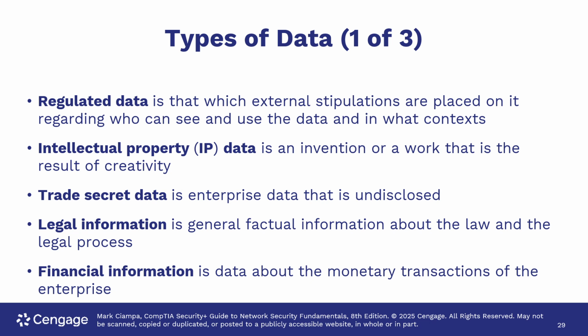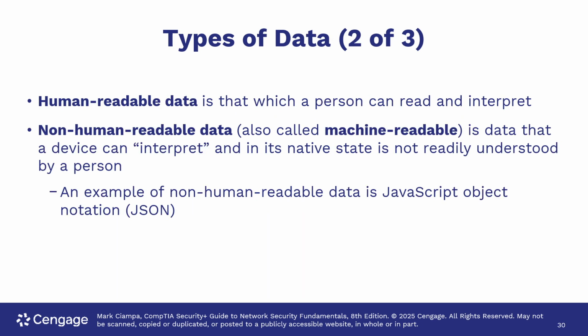Your legal information is generally factual information about the law and the legal processes. And you have financial information, data about the monetary transactions of the enterprise. You don't want those to be leaked out or compromised, so those are important. You also have what are called human readable data. That means you can look at it and read it just like you would read a newspaper. They can read it and interpret it.